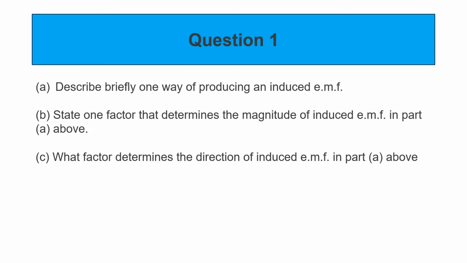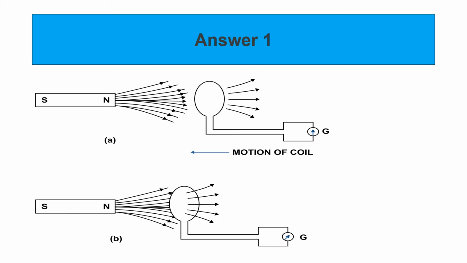We know to produce an induced EMF, we need a change in magnetic flux. As you can see from this diagram, this coil is moved towards the bar magnet. This is the north polarity of the magnet, and the magnetic field lines at the north pole are shown in the diagram. This coil is moved towards these magnetic field lines. When it comes closer to the magnetic field lines, the flux linked with the coil increases.